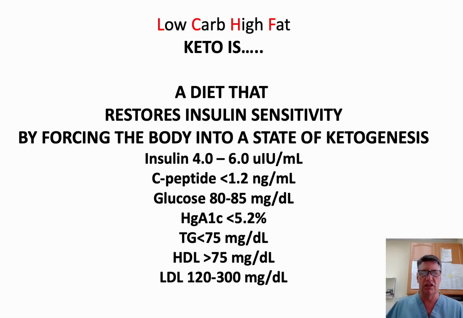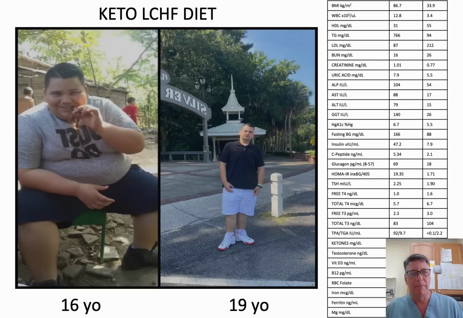We want an insulin of 4 to 6, a C-peptide of 1 to 1.2, fasting glucose 80 to 85, A1C at 5.2 or lower, triglycerides below 75, HDL above 75, LDL 120 to 300, and eventually a BMI below 25. That, folks, is called normal. And we use our ketogenic blood work to track person to normal. And here you see in Archie, over a 3-year course, how he's resolved his metabolic syndrome. Not with medication, not by testing his allergies and his SIBO, but by a ketogenic diet.